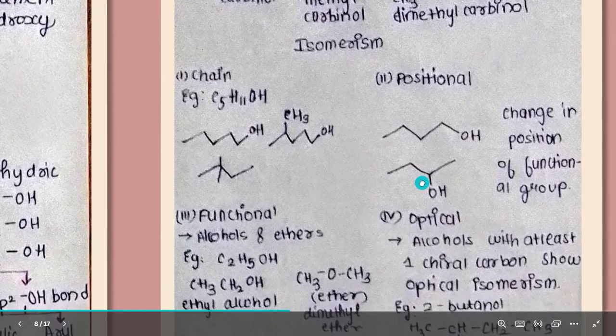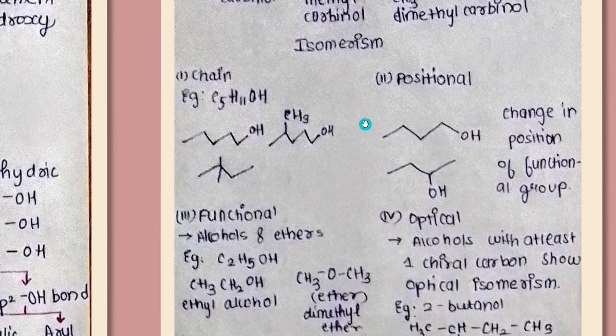Now coming to isomerism. Of course, alcohols also show chain, positional and functional as well as optical isomerism. So, in chain isomerism, we have taken the example of C5H11OH. Okay, that is pentanol, right? So here we can see there are 1, 2, 3, 4, 5 carbon atoms, and this carbon atom is attached to this OH group. Okay, so this is what? 1-pentanol, right?